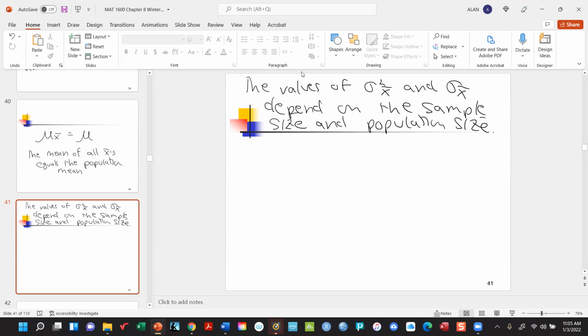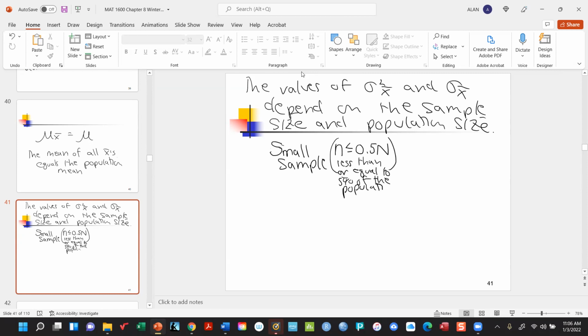Okay, so on the left, we're going to have a small sample. Now remember, that means that the sample size is less than or equal to 5% of the population size. In other words, this is shorthand for saying less than or equal to 5% of the population. Whereas over here, we'll have the large sample.